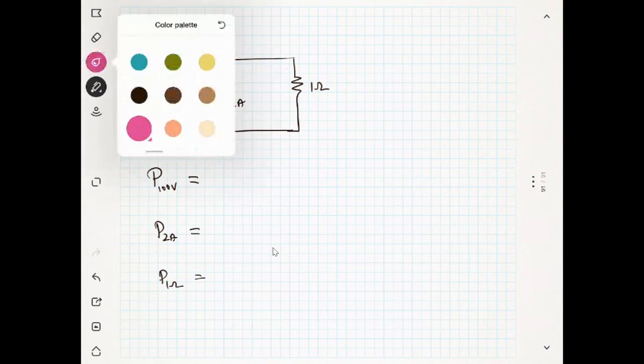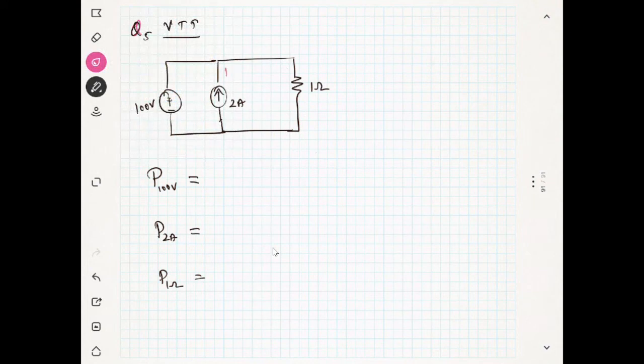Now before that we will first find, this current is 2 ampere, you know, and what will be the voltage across this? 100. And what will be the voltage here? It is also 100. So what will be the current here? The current will be 100 ampere. Now this current will be 100 ampere and this is 2 ampere. Current from the source is 98.